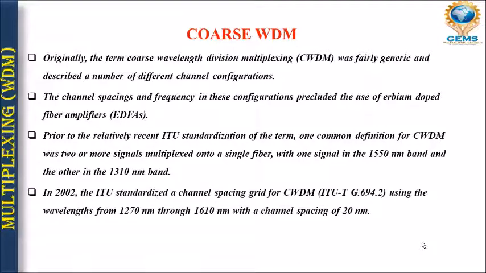In 2002, with this ITU standardization, a channel spacing grid for CWDM, ITU-T G.694, was given. This is the configuration given to the spacing grid used for wavelengths from 1270 nm to 1610 nm, and in that they had a spacing of nearly 20 nm, that is nanometers.